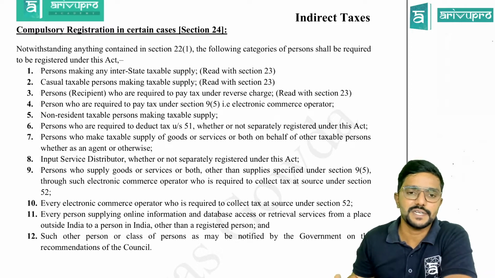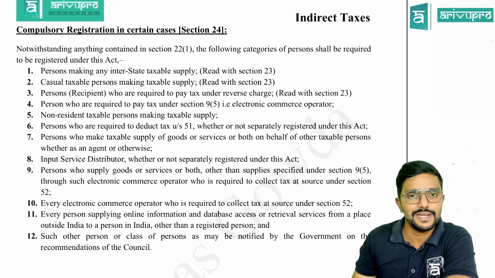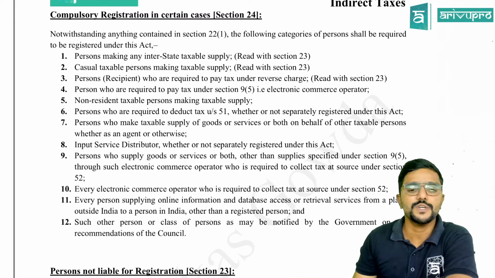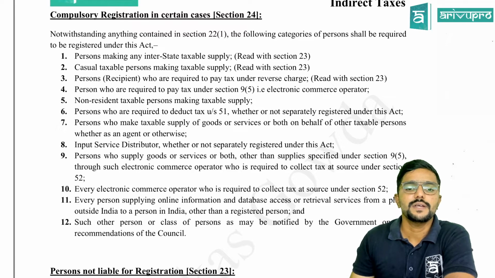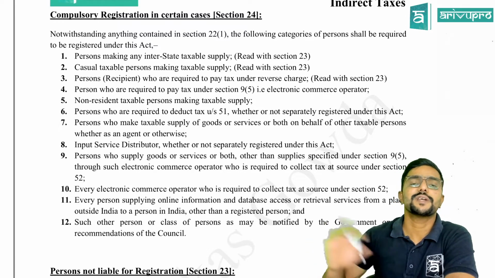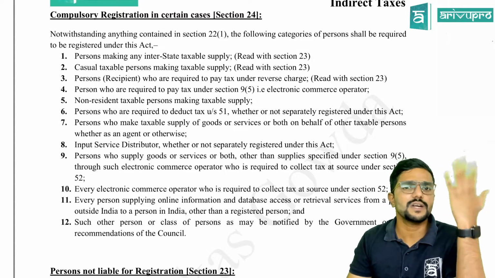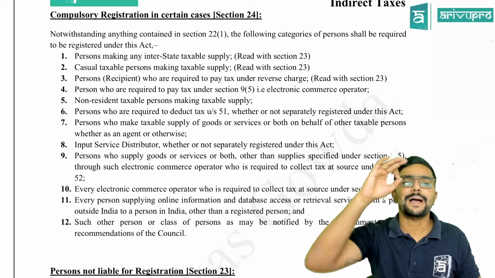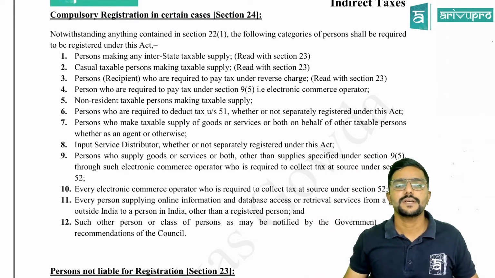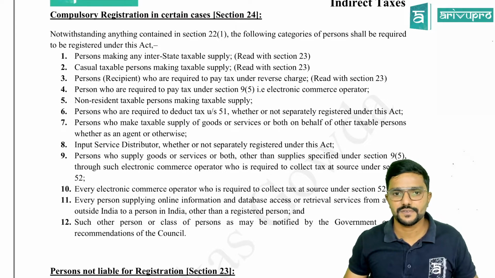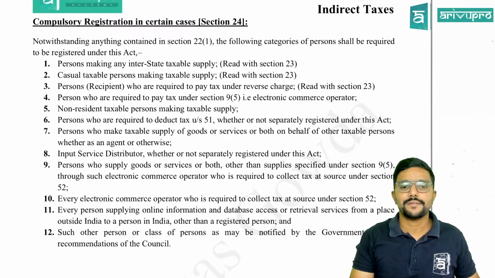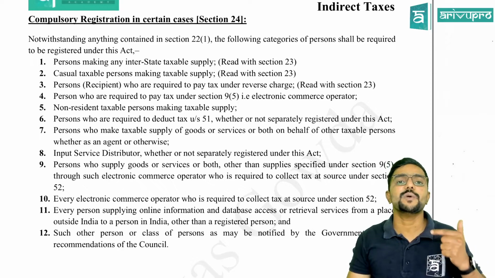Now, compulsory registration in certain cases, section 24. Means there are totally 12 cases here, effectively 11, because the 12th case is like a miscellaneous case. So there are totally 11 cases here where if you are covered under any of these points, you should get registered, irrespective of your turnover. We are not asking what is your turnover. If you are covered under any of these points, you should mandatorily get registered under GST, irrespective of your turnover. So that is why we call it compulsory registration in certain cases. So what is it? Section 24. Notwithstanding anything contained in section 22.1, that means 24 is overriding 22.1.